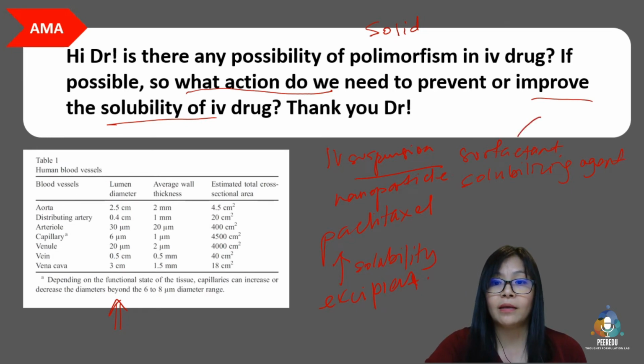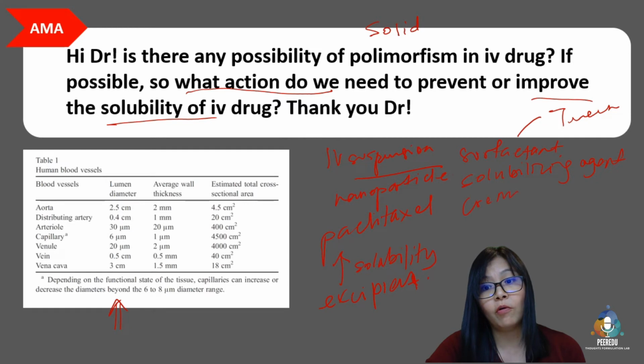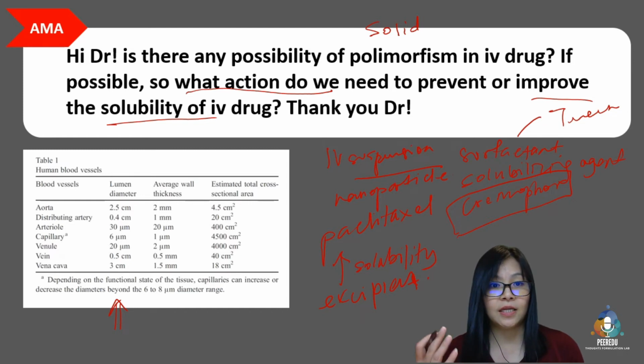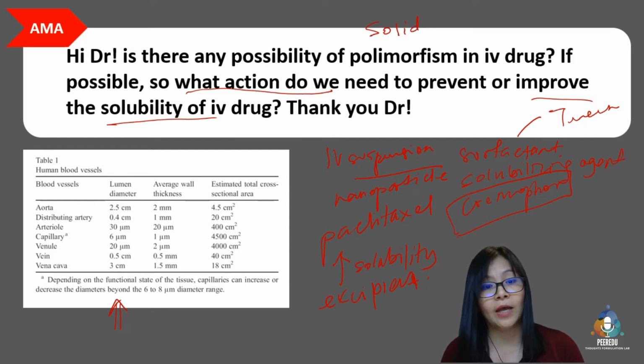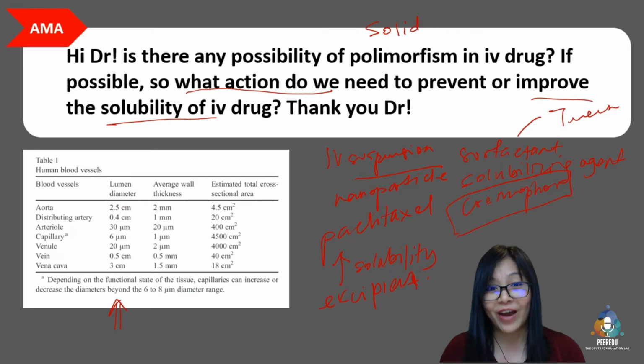I can give you an example of a surfactant, you can add Tween. You can also add Cremophor. Cremophor is a solubilizing agent, but it is also a type of surfactant. Those are the things that you can try to add to improve the solubility of IV drugs if they exist as a suspension. But strictly speaking, most IV drugs exist as a solution, because when you need to use a suspension, you will need to be extra careful, right?